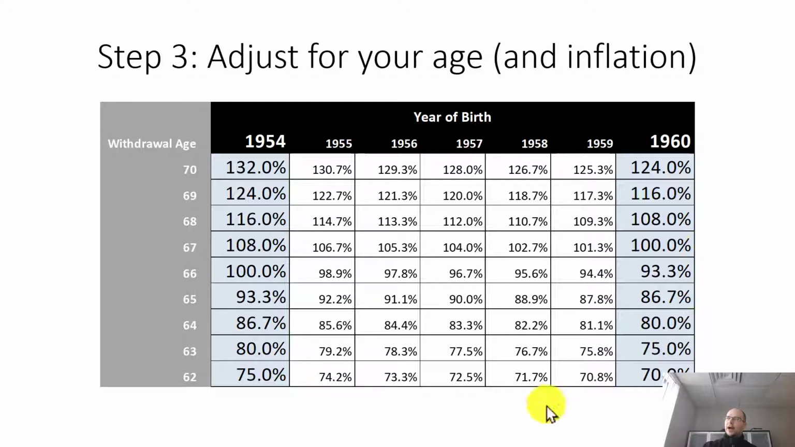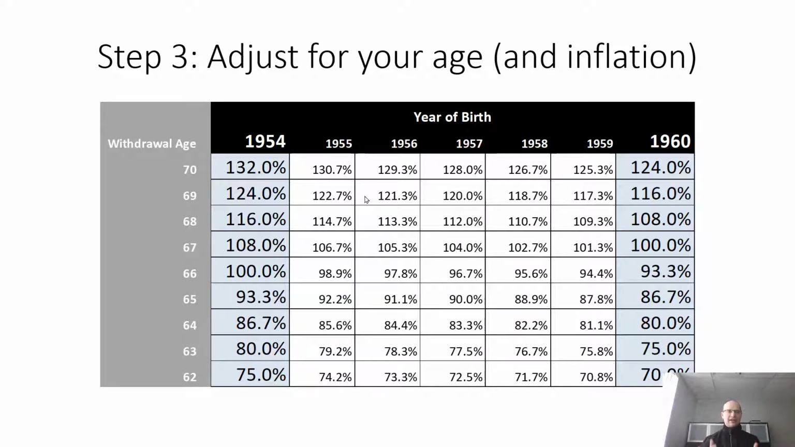But if you draw early at age 62, you're only going to get 70% of your primary insurance amount. And in final contrast, if you defer out to age 70, you're going to get 124% of your primary insurance amount. So finally, the primary insurance amount is adjusted for inflation if you're electing to draw benefits after age 62.